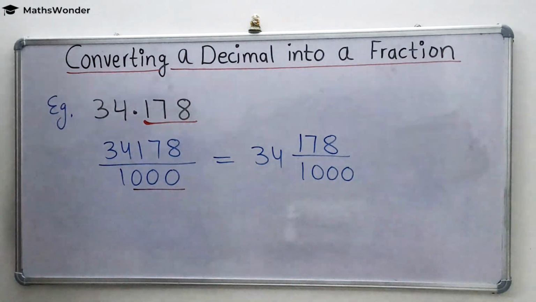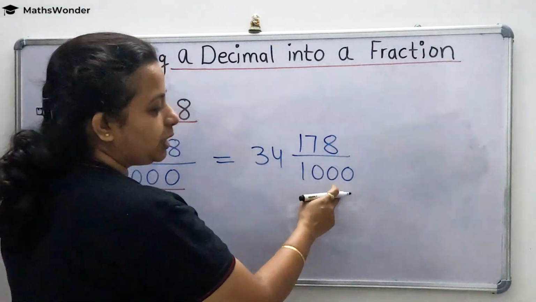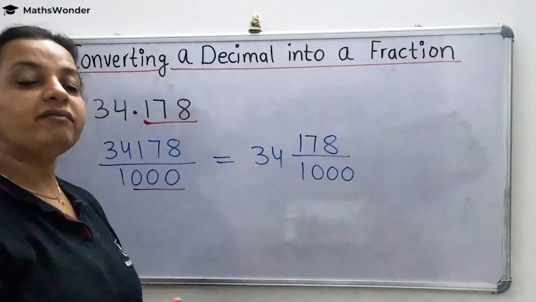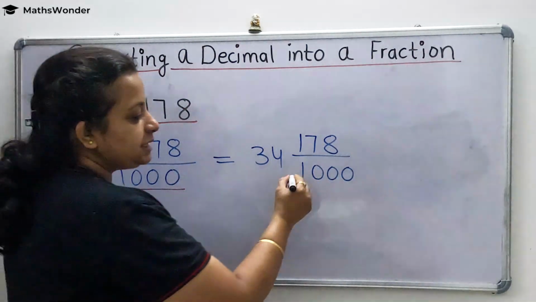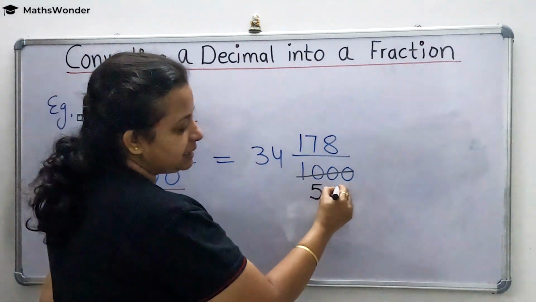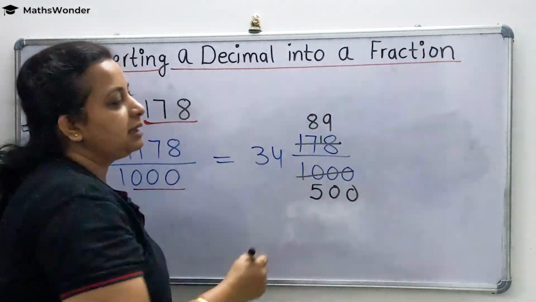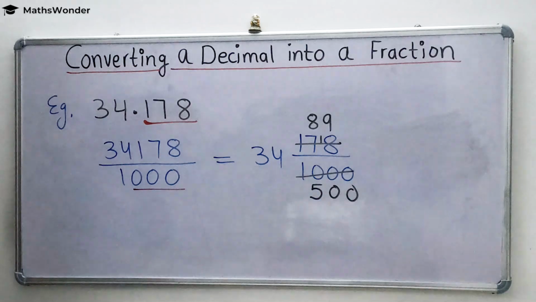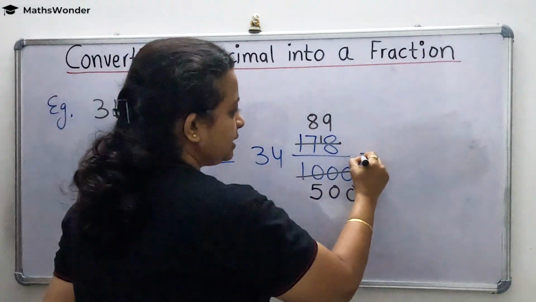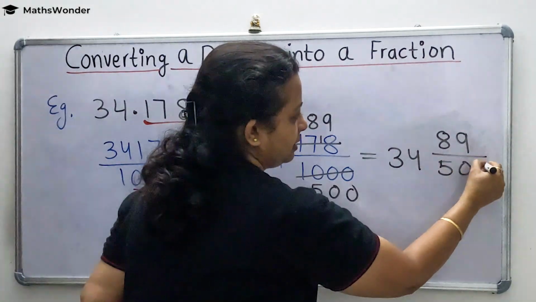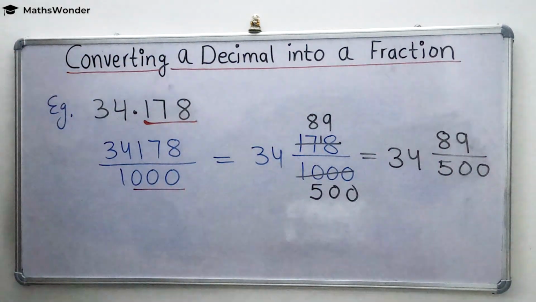Now you can try to simplify, right? You can start with 2, because 8 is at the ones place and 0 is at the ones place. Both are divisible by 2. We have already learned this in the divisibility rule, right? So 2 times 5 is 10. 2 times 8 is 16. Carry over here. 2 times 9 is 18, right? So the final answer is 34 89 over 500. Now we can't simplify further. So this is our final answer.